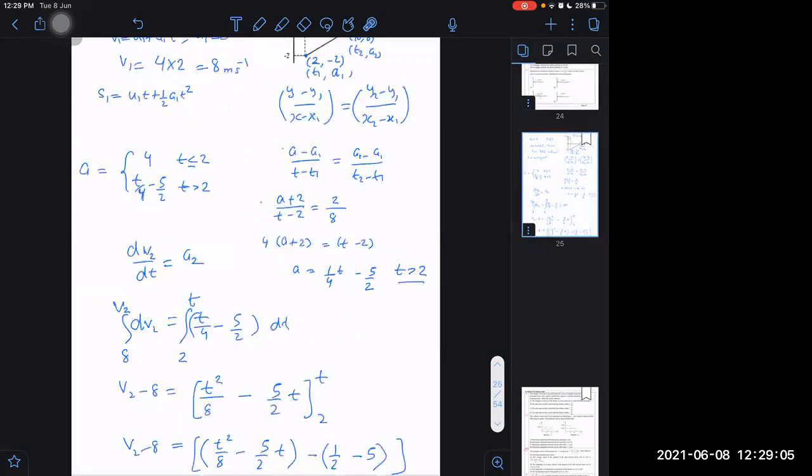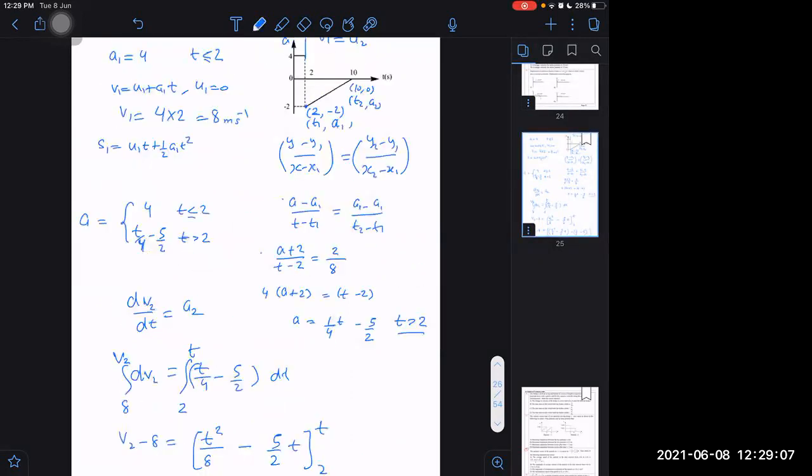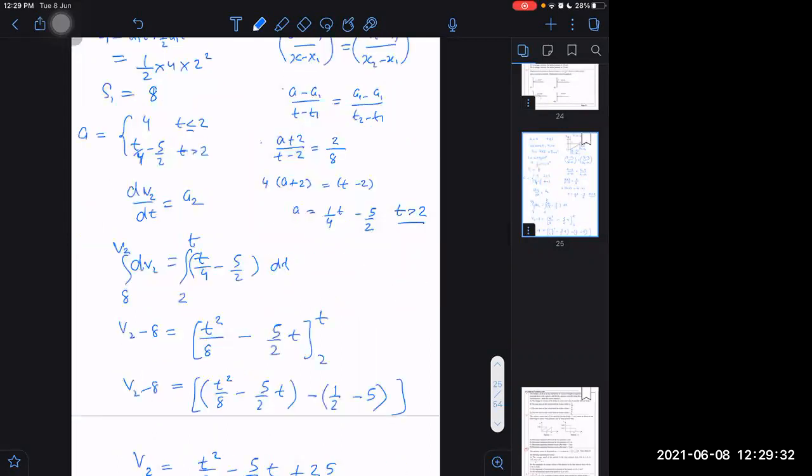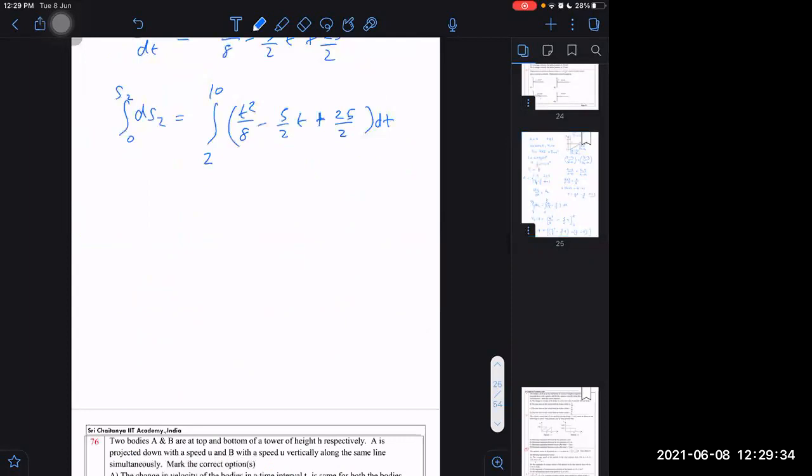For the first interval, no need to do all such integration because we already know uniformly accelerated motion. Then I can directly write ut plus half at square. And then I can directly get the answer as u is 0, half into 4 into 2 square, which is 8. 8 is the displacement for the first interval. Second interval displacement we are going to find from here.